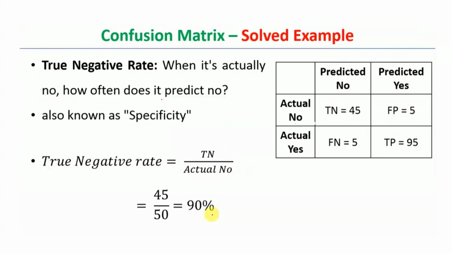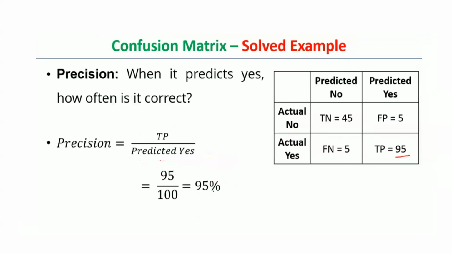Then true negative rate. It is also called specificity. When it's actually no, how often does it predict no? That is known as specificity. True negative rate is true negative divided by actual no. So that is 45 divided by 50. 90% means that 90% of the time, if it is actually no, our classifier prediction is also no. That means we have very good accuracy.